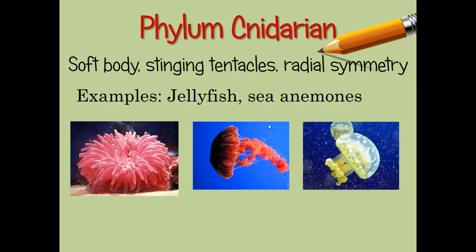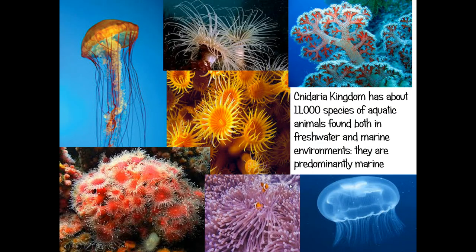The next phylum are called the cnidarians. You don't pronounce the C, it's just cnidarian. Some characteristics that they all share is they all have a soft body with no protective armor. They have stinging tentacles. That's how they protect themselves. And they all have radial symmetry. If you remember from last week, radial symmetry is when it's around a center point. So you want to think of like spokes on a wheel. So the jellyfish, you can see this. But another great example is the starfish.